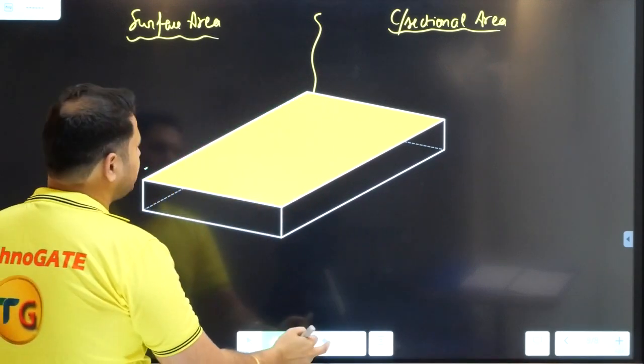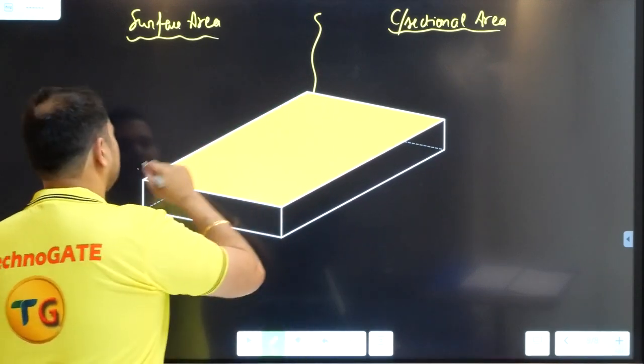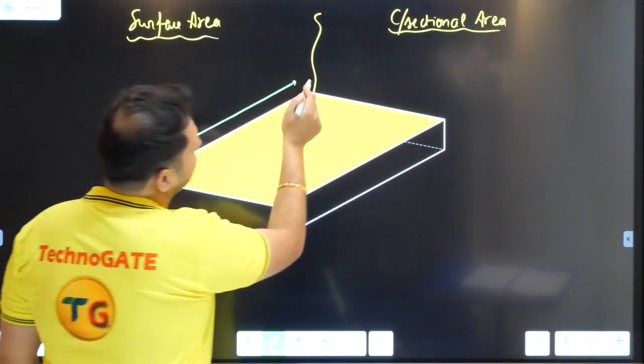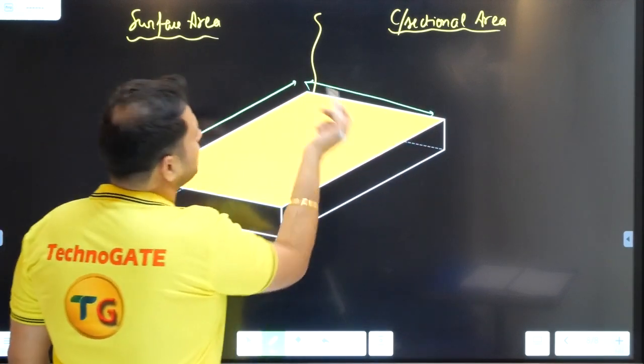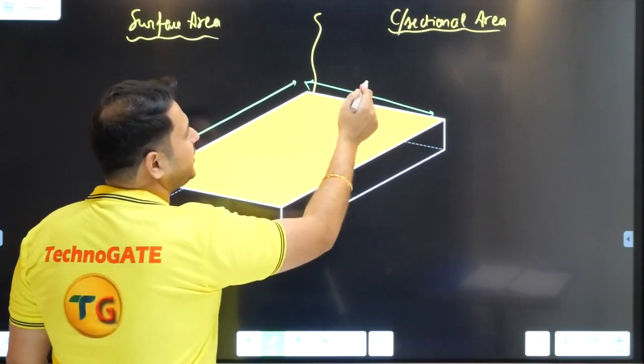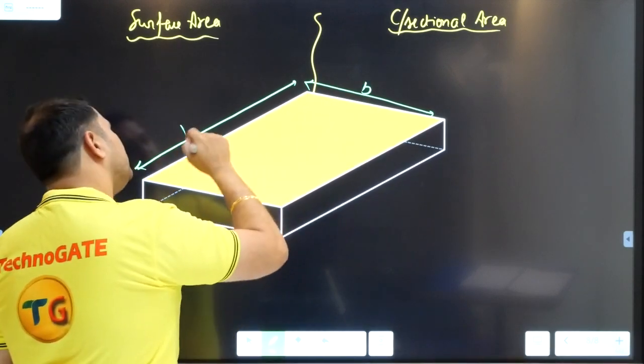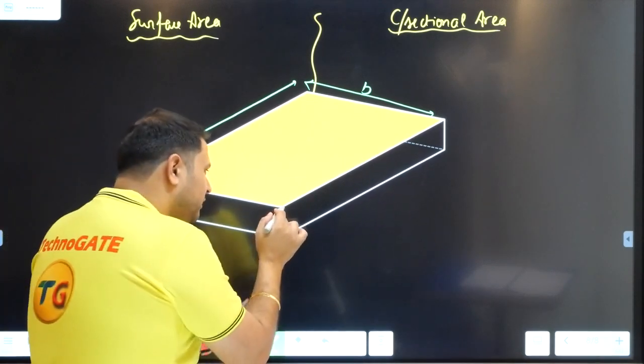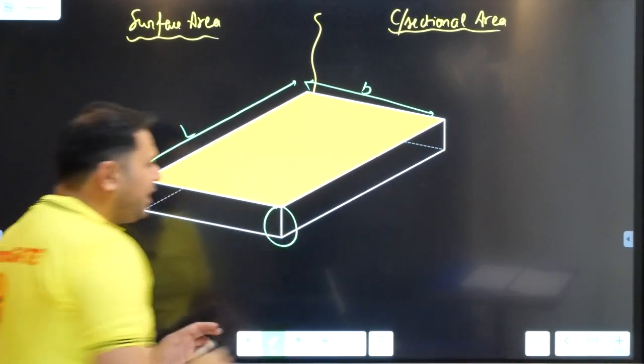This is the first parameter which is involved, like this one, right? This is the first parameter, and second is this. So this particular parameter is your width, and this particular parameter is your length. This is your depth. Now this part is your depth.